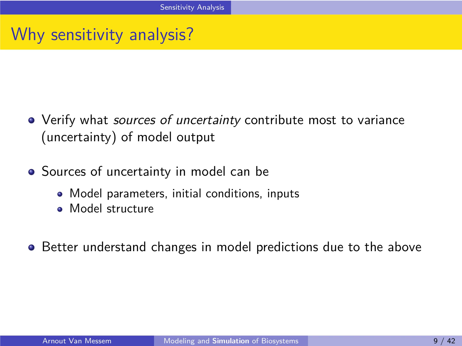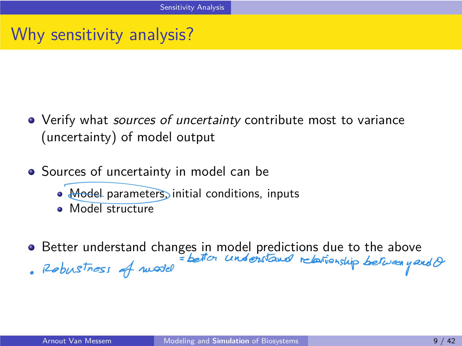The sources of uncertainty in the model that we have can be either the model parameters, the initial conditions and the inputs, or the model structure. We will take a look at the model parameters. A sensitivity analysis will help us to better understand changes in the model predictions due to the above described sources of uncertainty. So it will help us to better understand the relationship between the outcome y and the parameters theta of the model. Furthermore, it can be used to check whether or not a model is robust. So what is the influence of outliers on my model?